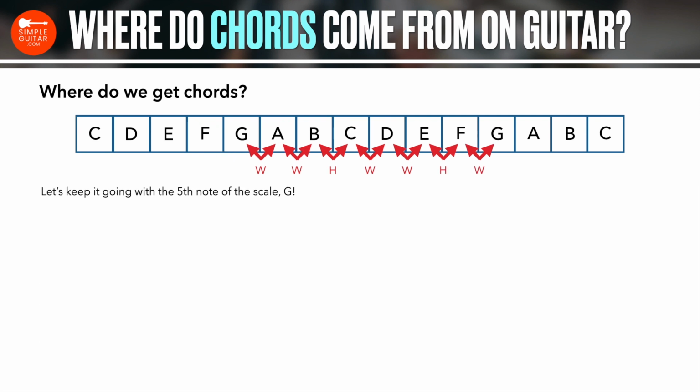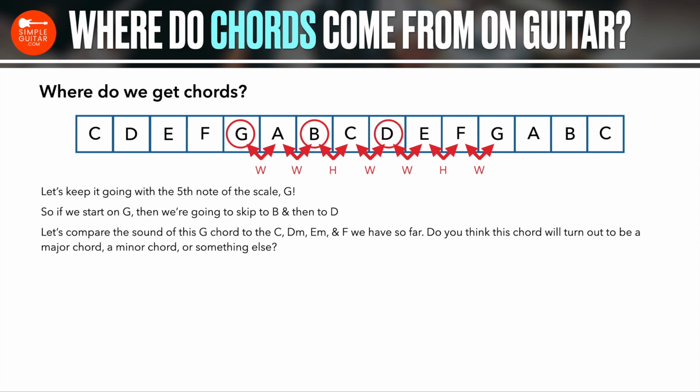Now let's keep going with the 5th note of the scale, G. If we start on G, then we're going to skip to B and then to D. Pretty straightforward, right? You're getting used to this, right? Let's compare the sound of this G chord to C major, D minor, E minor, and F major that we have so far. And do you think that this chord will turn out to be a major chord, a minor chord, or something else?